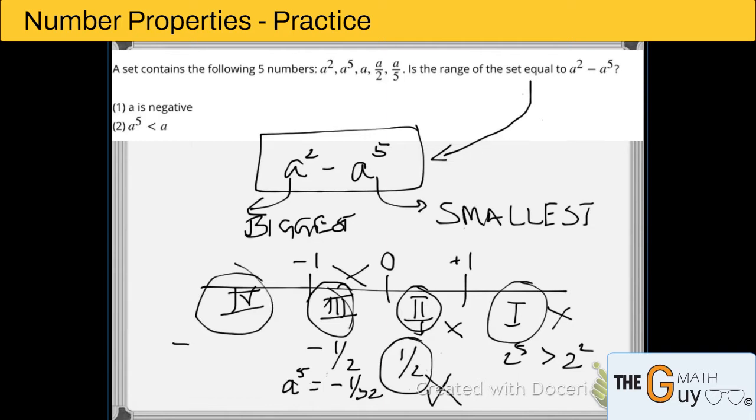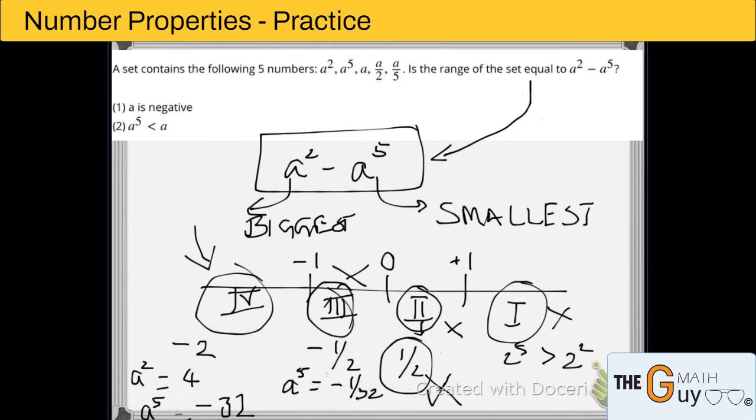Okay, an example can be negative 2. If you have negative 2, a square is 4, a to the power 5 is negative 32. So this looks like the right thing, exactly what we wanted. Zone 4 is where we will get the range a square minus a to the power 5.